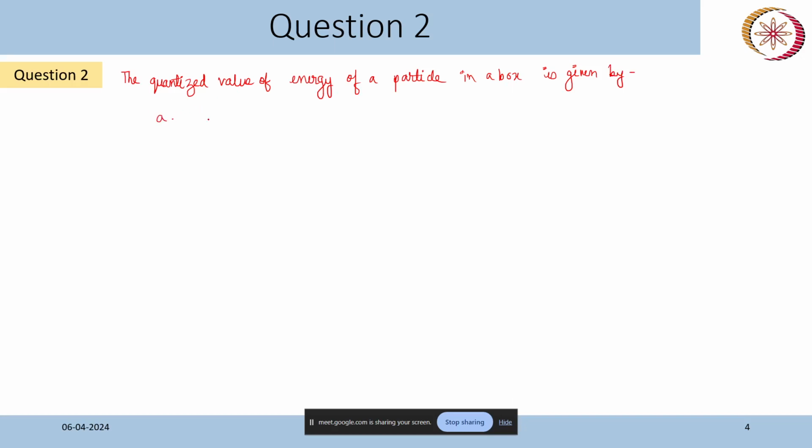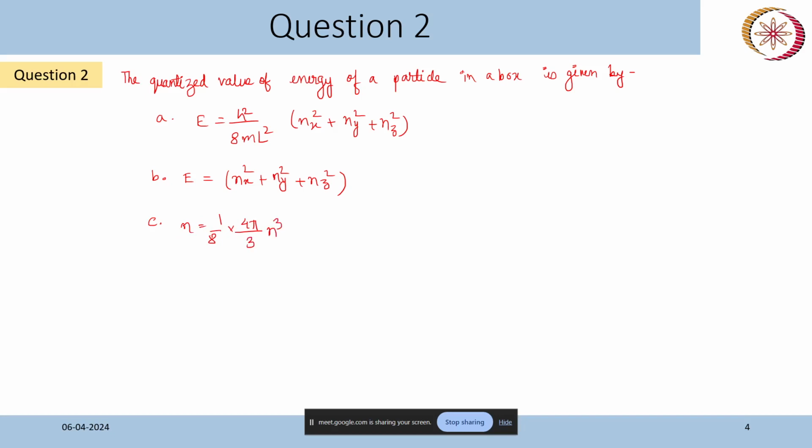The options are A, energy E equal to h square by 8 m l square, nx square, ny square plus nz square. Option B is E equal to nx square plus ny square plus nz square. Option C is E equal to 1 by 8 into 4 pi by 3 n cube.